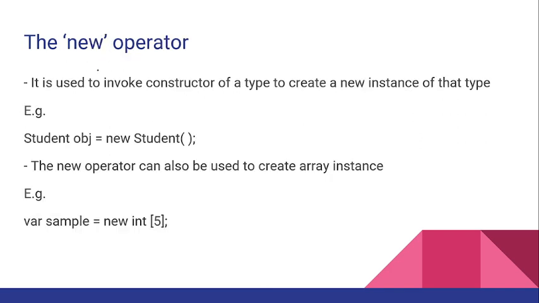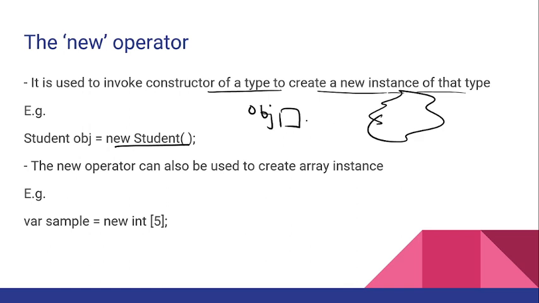The new operator is a very basic one and we're going to use it everywhere. It is used to invoke the constructor of a type to create a new instance of that type. So Student obj = new Student() calls the constructor of Student and creates a new object of Student. Previously also I have shown in the same video that obj is just a reference. When I say new Student, the constructor is invoked, it will create an object of that type and that is returned to this reference. So the reference can refer to it.